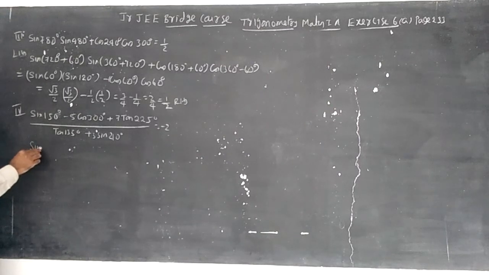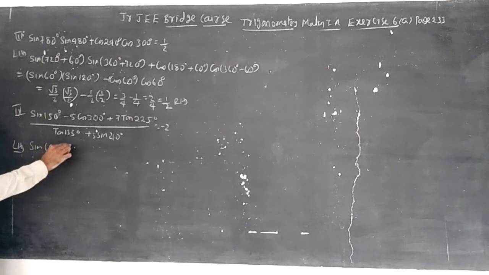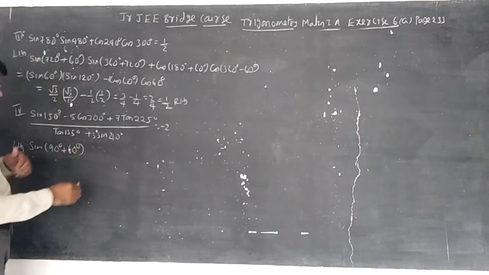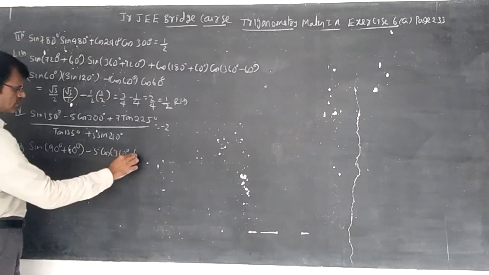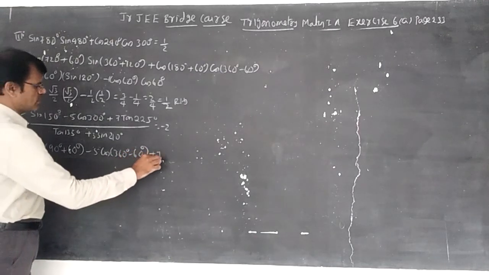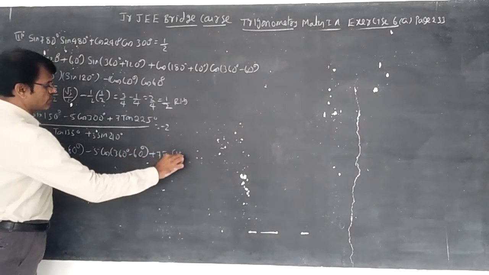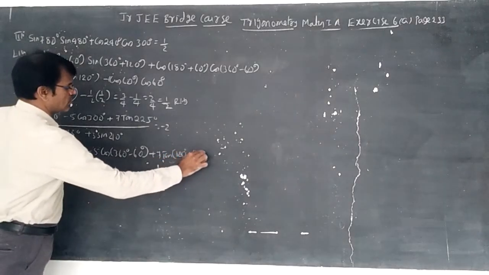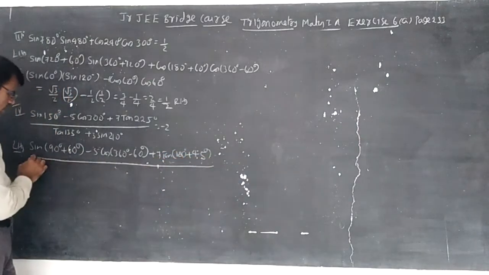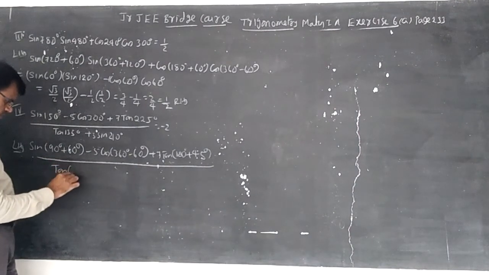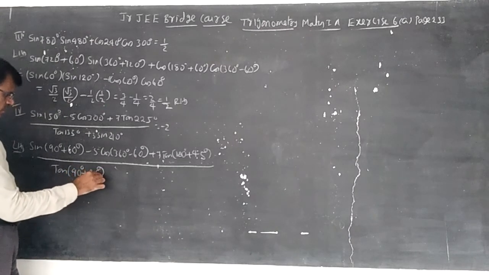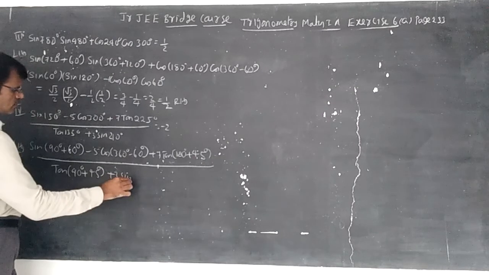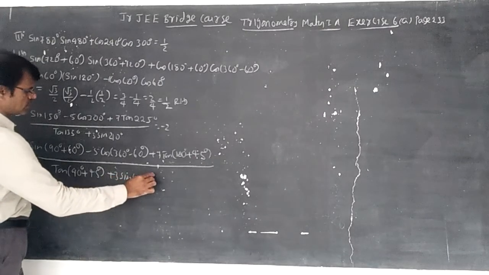Let us consider the values. Take LHS here. Sin 150 can be written as 90 plus 60 or 180 minus 30. Minus 5 cos, this is 360 minus 60, plus 7 tan of 180 plus 45, whole by tan of 90 plus 45, plus 3 sin 180 plus 30 degrees.